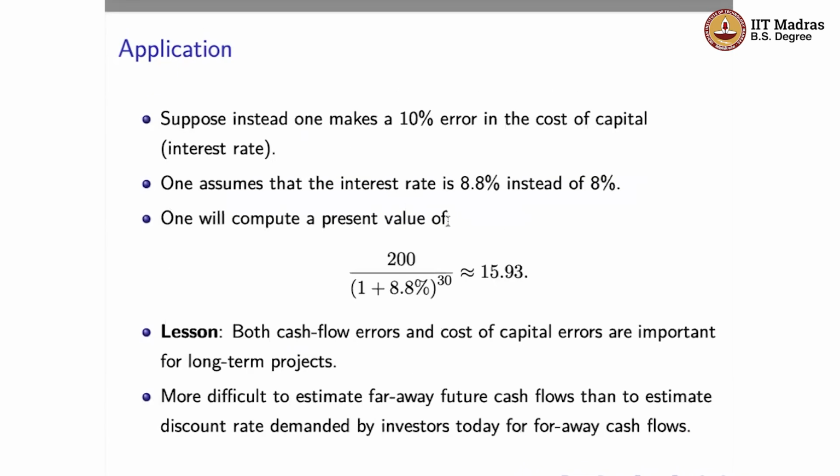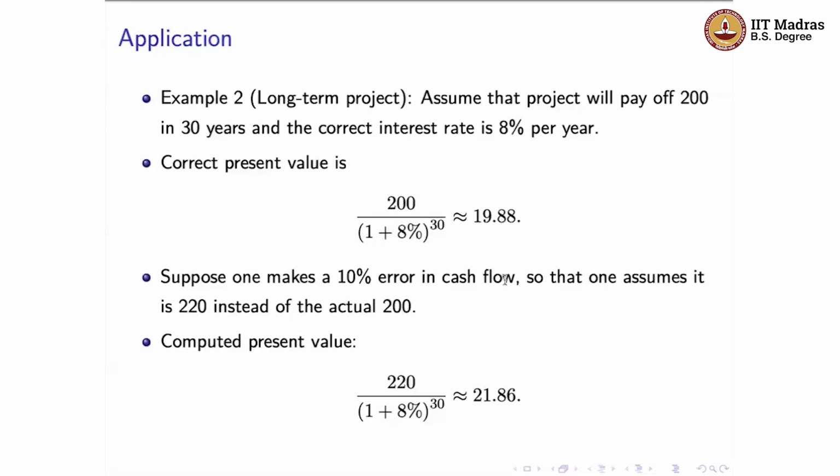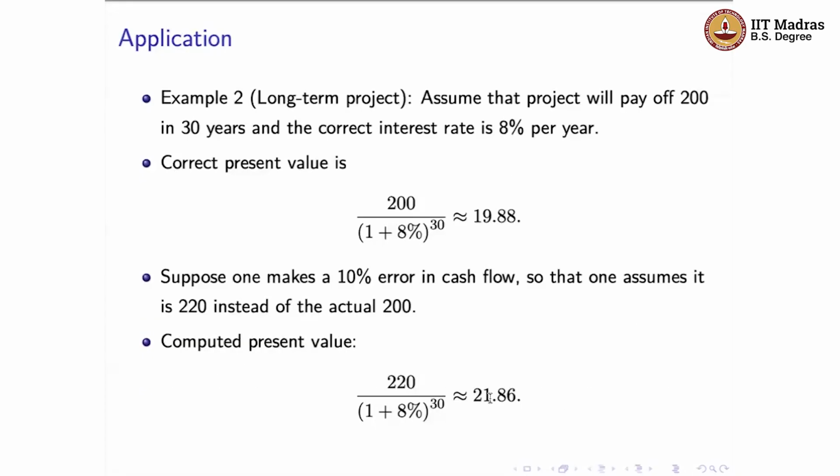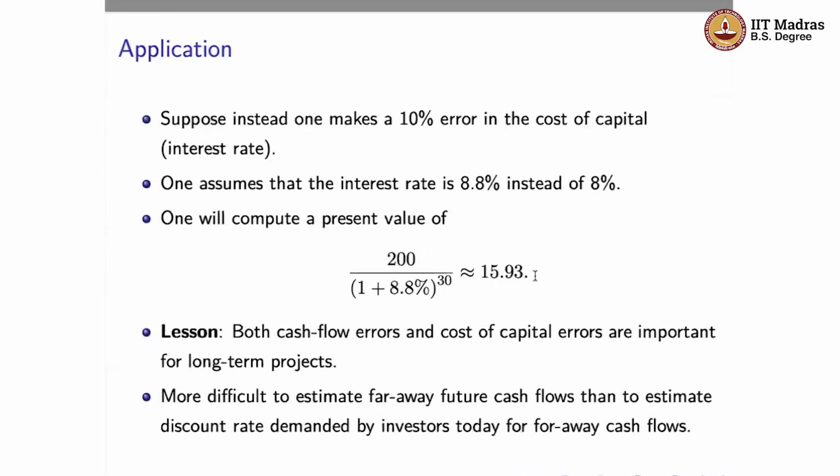Okay. What happens if instead you make a 10% error in the cost of capital? Well, in this case, you are again going to assume 8.8% instead of 8%, but now you're raising it to the power 30, right? And you can see that now the absolute error is much larger here, right? So you end up with an estimate of 15.93, which is much lower than 19.88, whereas 21.86 was compared to 19.88, right? So even though here you were making a 10% error, you are making a higher percentage error in the result, right?